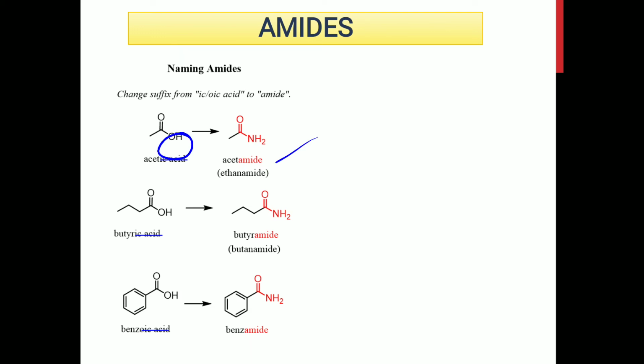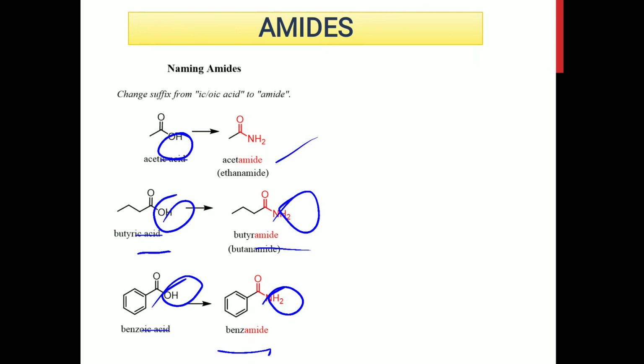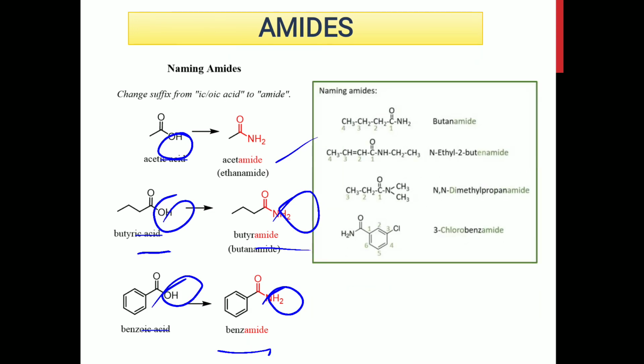And if it is butyric acid or butanoic acid, then if you replace this OH by NH2 and the ic acid by amide, it becomes butyramide or butanamide. Okay, then if there is benzoic acid present, just replace this OH by NH2, and it becomes benzamide. So very simple. Naming amides is quite simple.